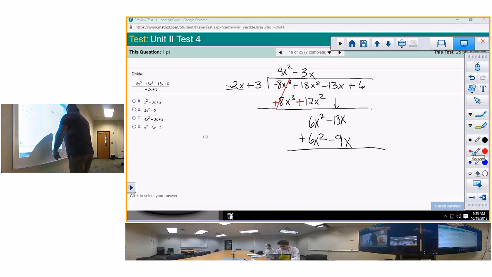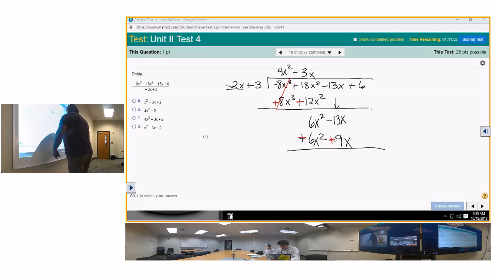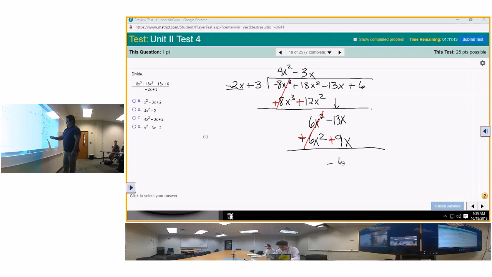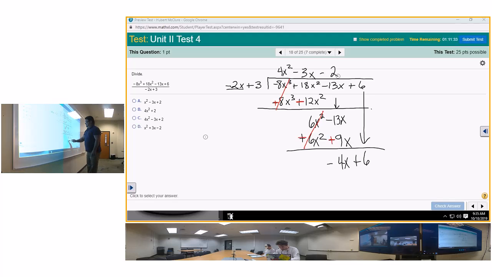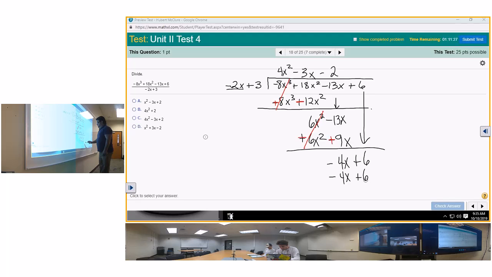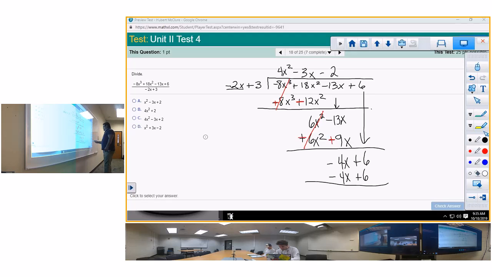You always subtract. And negative 13x plus 9x is what? Negative 4x. And you bring down the 6. How many times will negative 2x go into negative 4x? 2. That's negative 4x. And negative 2 times 3 is what? Oh, great. No remainder. Hooray.